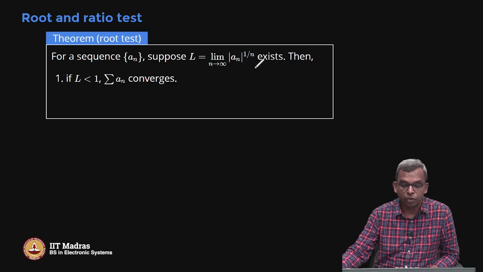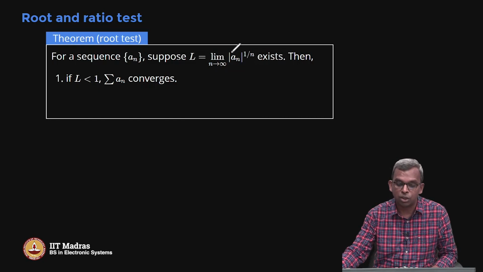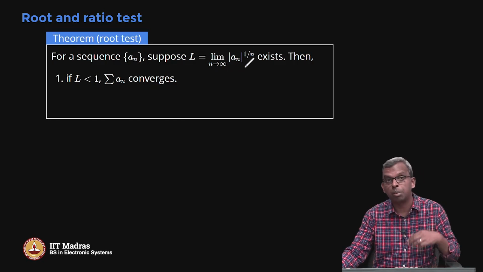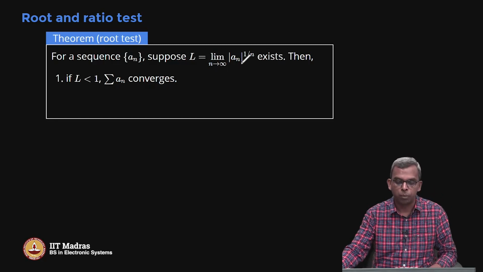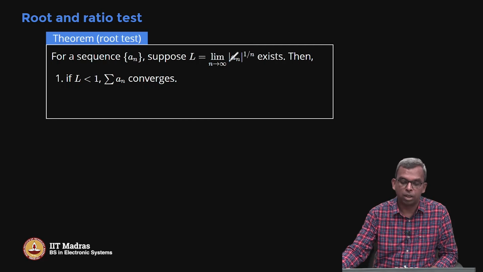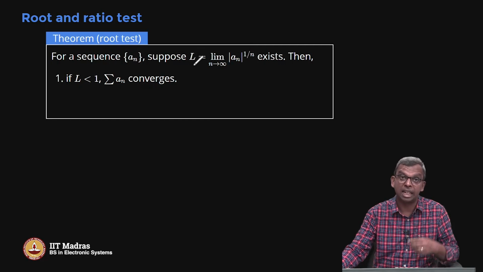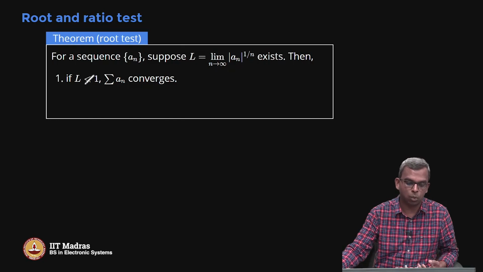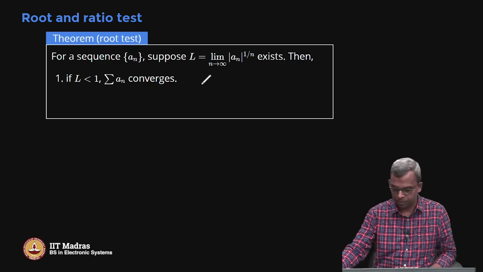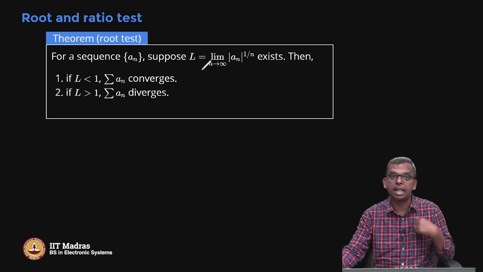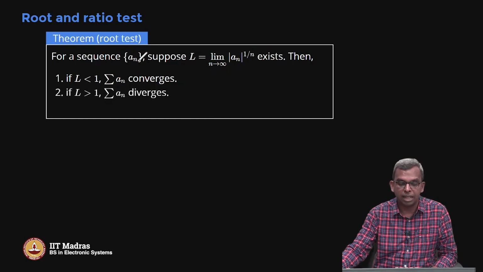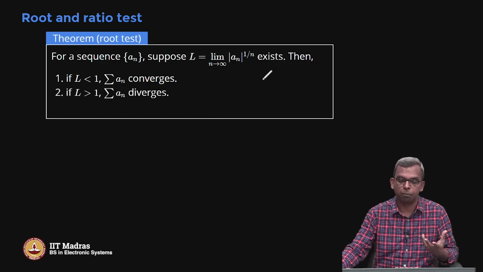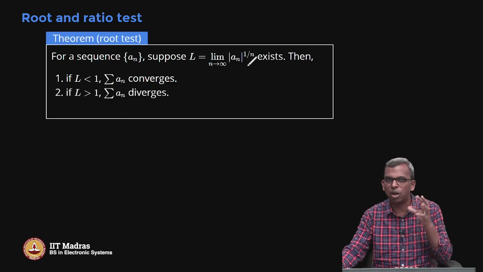So, not just the convergence of a_n, but you want something stronger. The convergence of the nth root of the absolute value of a_n. If that limit is less than 1, then the summation of a_n converges. If that limit were to be greater than 1, then the summation of a_n diverges. Both of these are very powerful and clear statements about what happens to the series when the modified version of the sequence has some sort of limit.